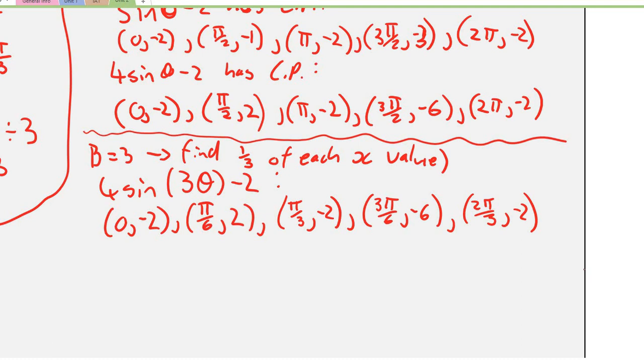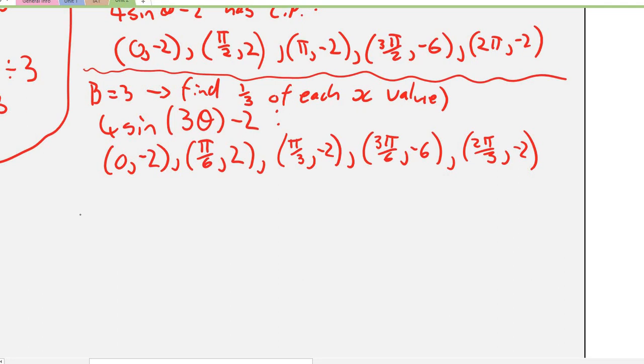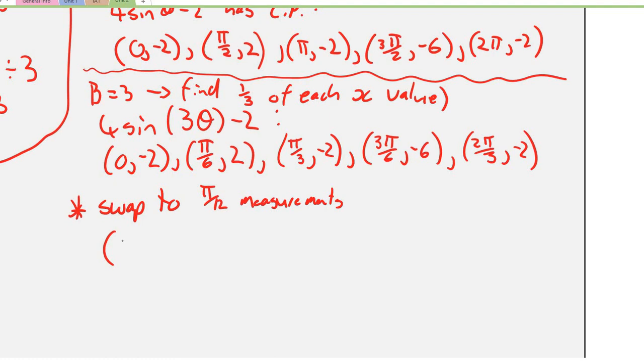So before I go to do this next step, I want them to all have the same base. And what base would we want them to be in if we're adding pi on 12 to it? Pi on 12. So let's do that. I'm just going to make a note: swap to pi on 12 measurements. So what's 0? Well, it's just going to be 0, isn't it? That's easy. 0, comma, -2.